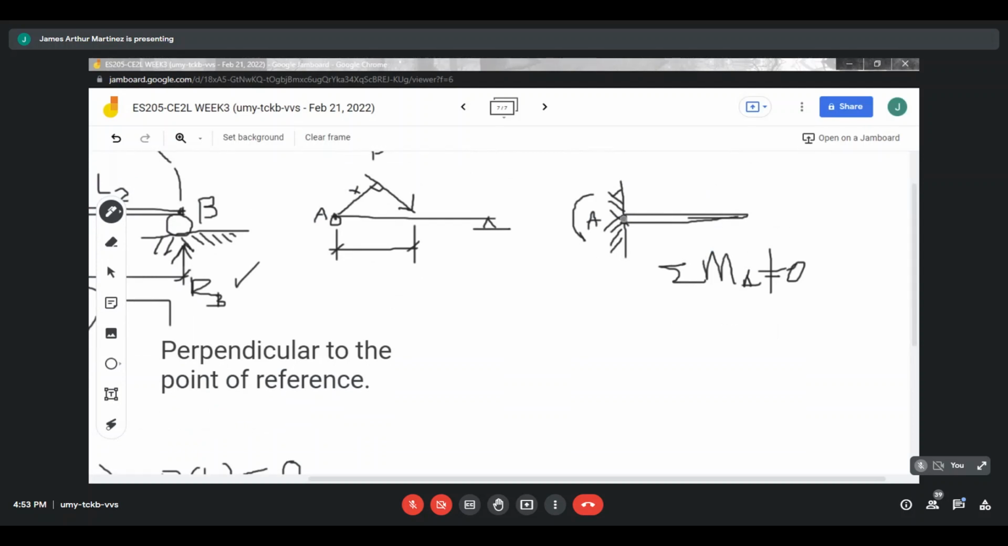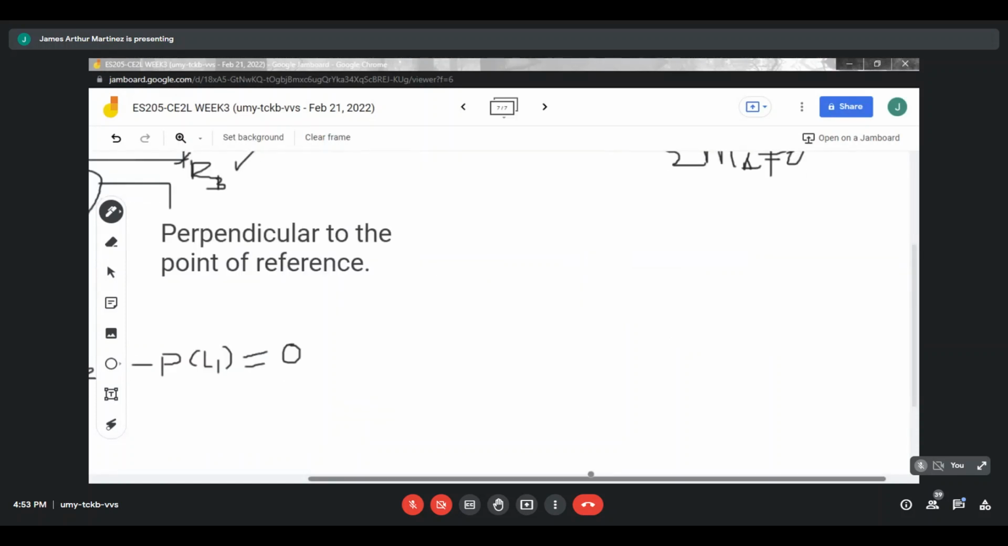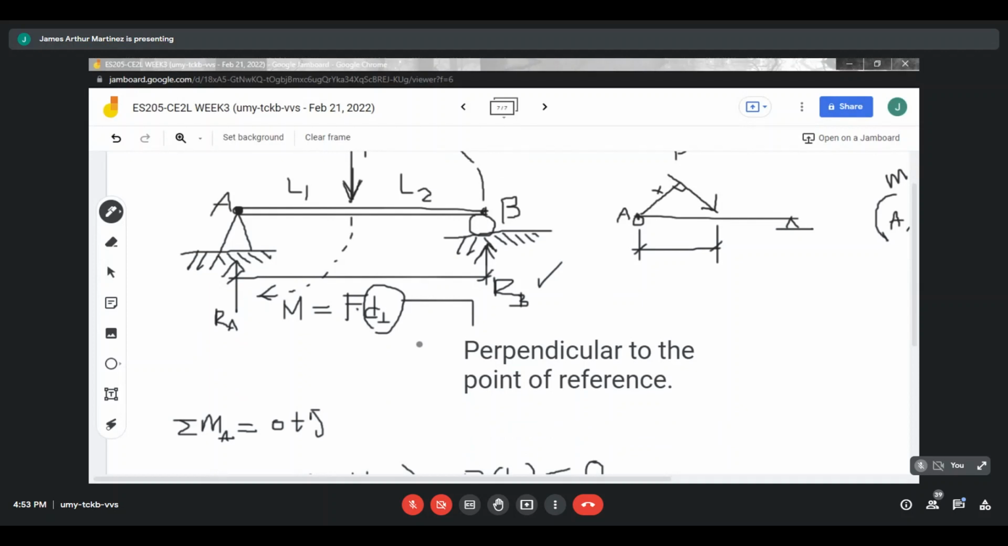So this time dili ka makaingon nga summation of moment is equal to 0 because a cantilever or ang imuhang cantilever support naa siya capacity to resist moment. That's why na-value imuhang moment to at this point. So always remember that at pin or roller support, always safe ra ka no mag-assume that moment at that point is equal to 0.